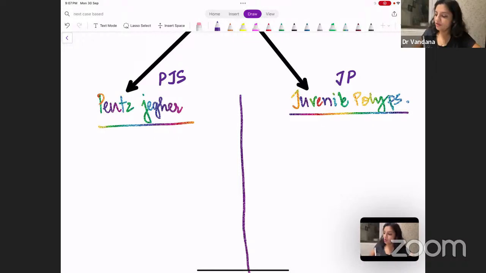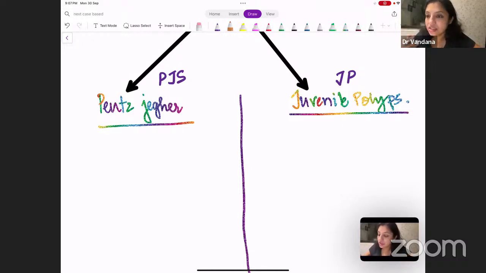Whenever I'm talking about Peutz-Jeghers syndrome, whenever you're writing about this polyp in your second year, you should first go and remember, in a systematic order, what the cause of this polyp is. The majority of polyps can be sporadic or they can be familial. Whenever I'm talking about Peutz-Jeghers polyps, 50 to 60% of them are familial and have a mutation.